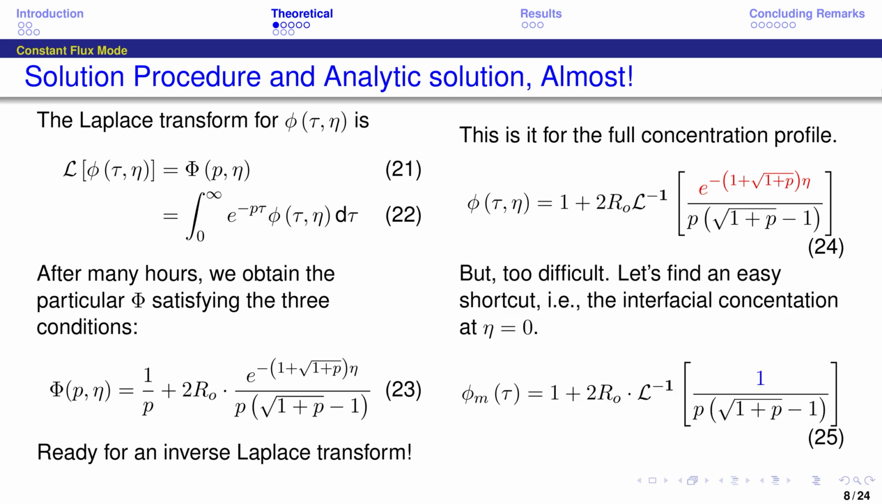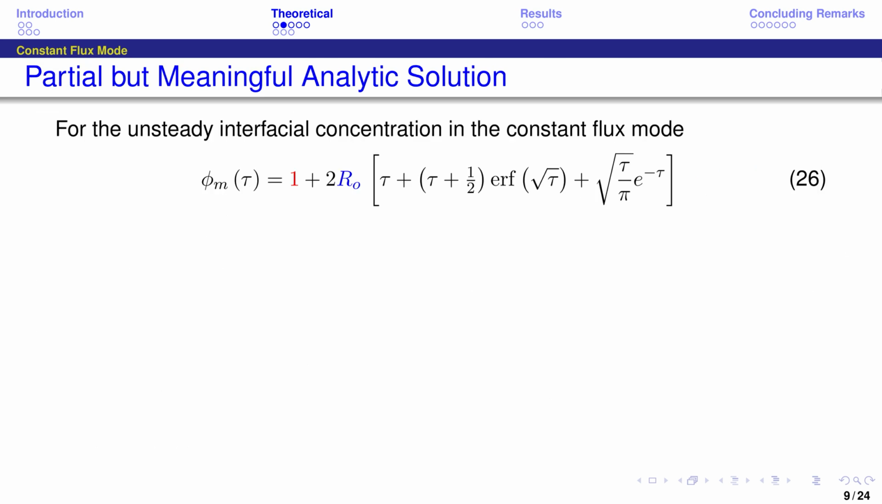Instead, we can do the Laplace transform on the membrane surface. Therefore, the exponential term becomes 1, as shown in blue in equation 25. The inverse Laplace transform in equation 25 will provide the complete analytic solution of the interfacial concentration of the constant flux dead-end filtration, skipping all the details of mathematical procedures. The final analytical solution is equation 26.